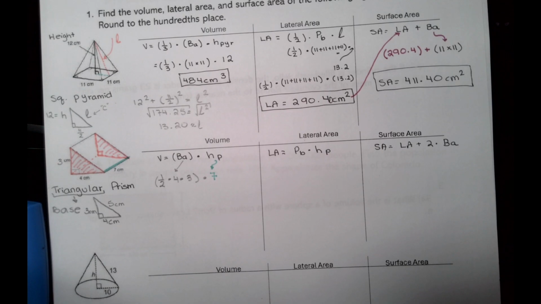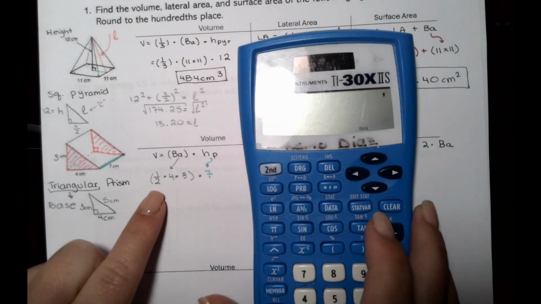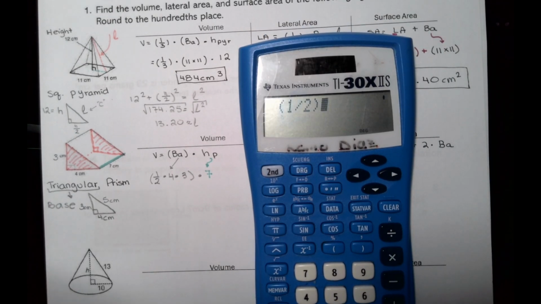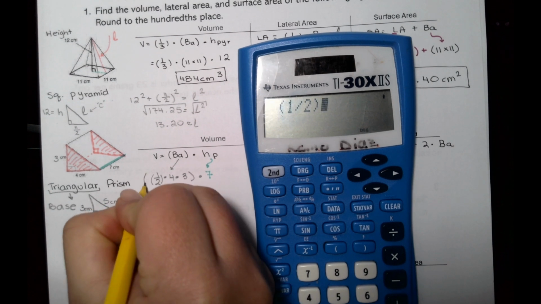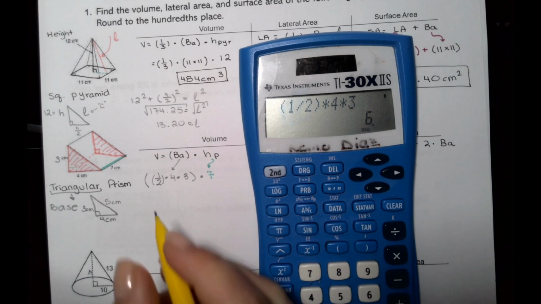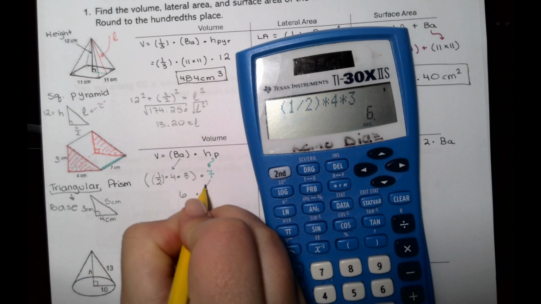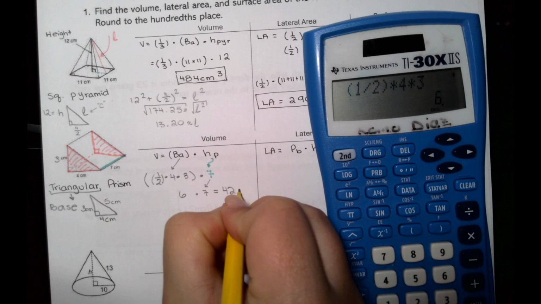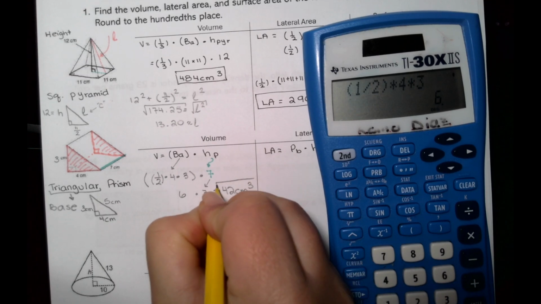So we get, you can do 4 times 3 divided by 2. That's fine. Or if you do it using a calculator, we do need that 1/2 in parentheses, like a separate parentheses. Otherwise your calculator is going to do other things. And we get 6 times 7, which is 42 centimeters. Volume is cubed.